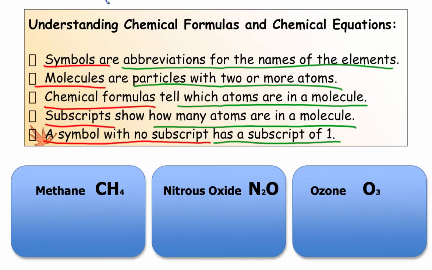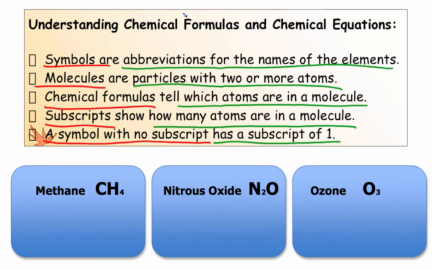Welcome back. Again, symbols are abbreviations for the names of the elements. Molecules are particles with two or more atoms. Some molecules will be pure molecules, made up of atoms of the same element, while some molecules will be made up of atoms of different elements. When those atoms of different elements come together to form a molecule, they also form compounds.